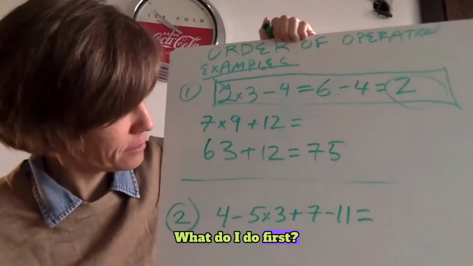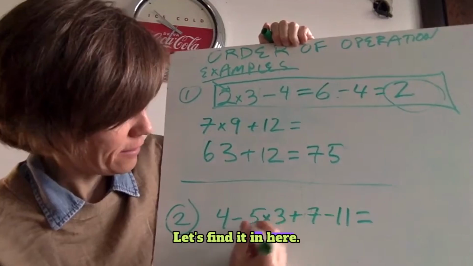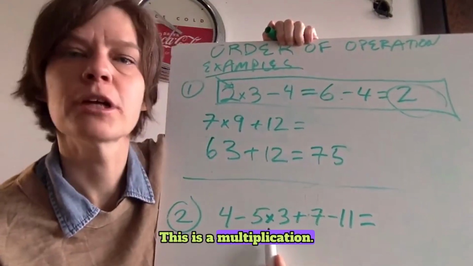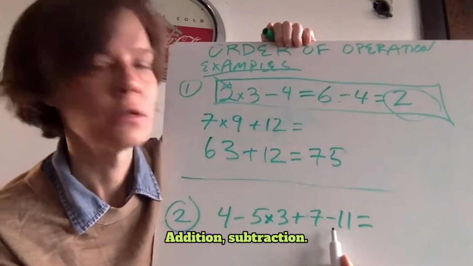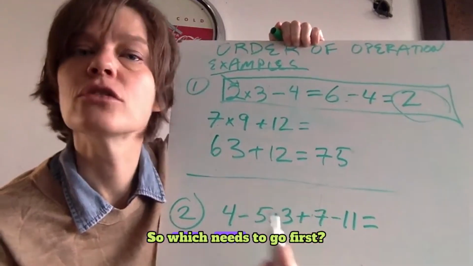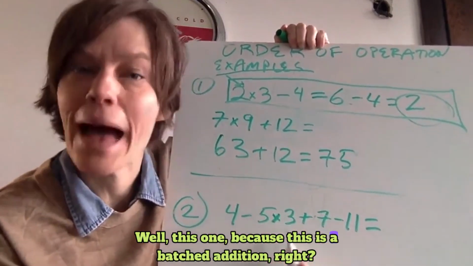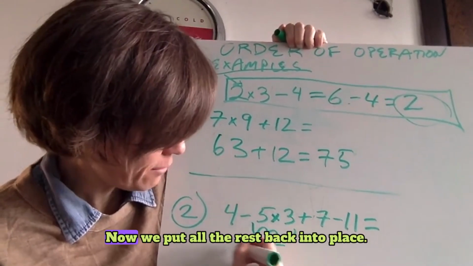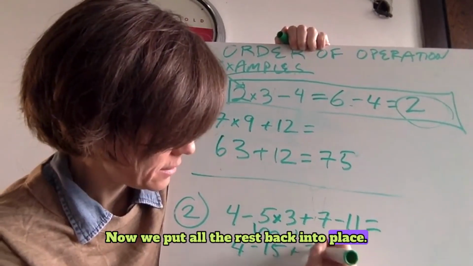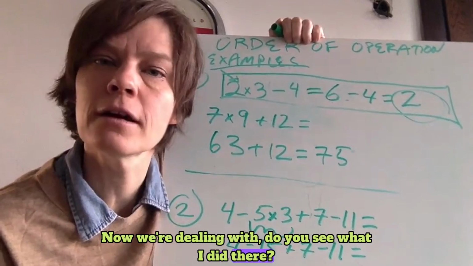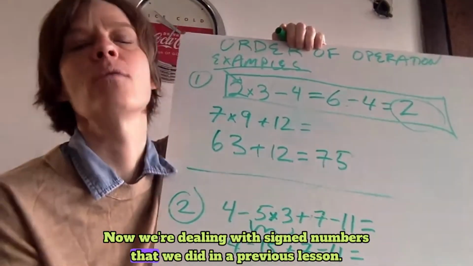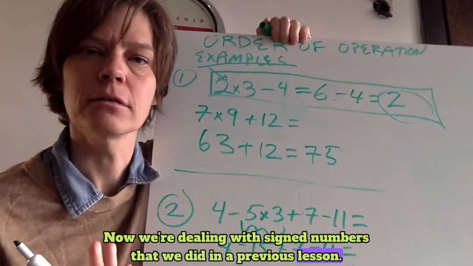What do I do first? Let's find it in here. This symbol is a subtraction. This is a multiplication. Addition, subtraction. So which needs to go first? Well, this one, because multiplication is batched addition. 5 times 3 is 15. Now we put all the rest back into place. Do you see what I did there? Now we're dealing with signed numbers that we did in a previous lesson.